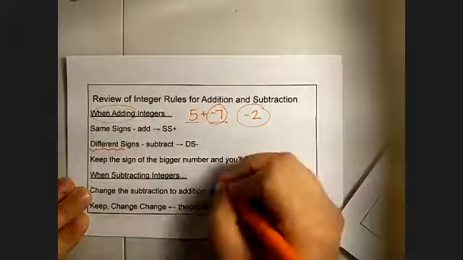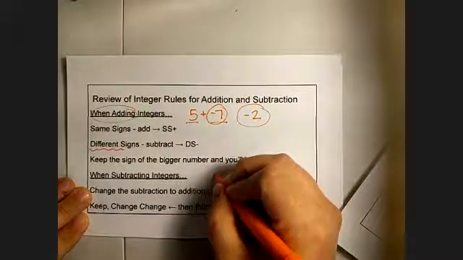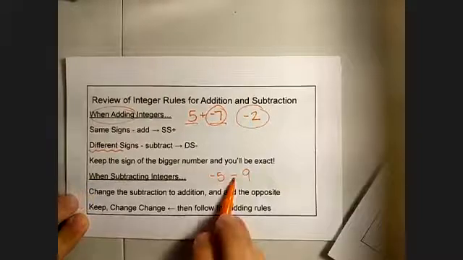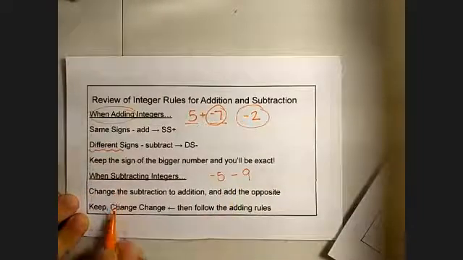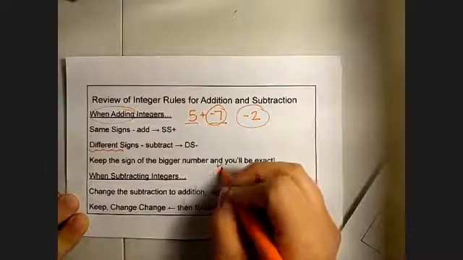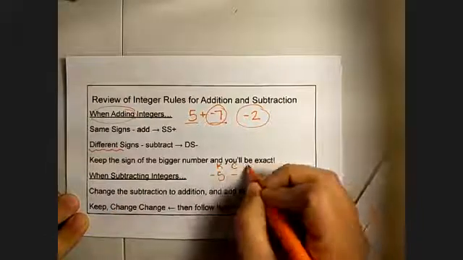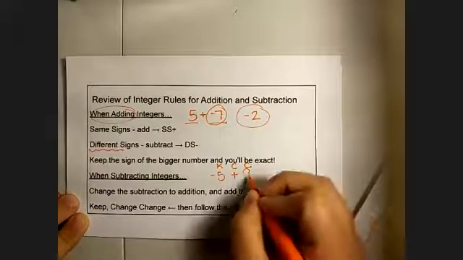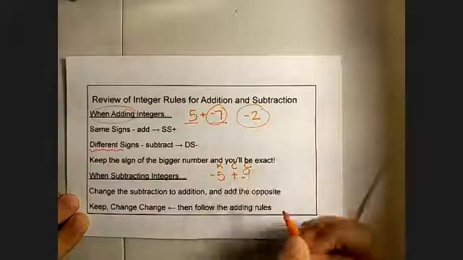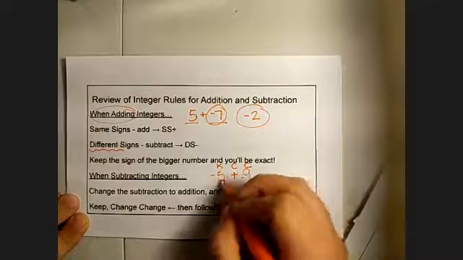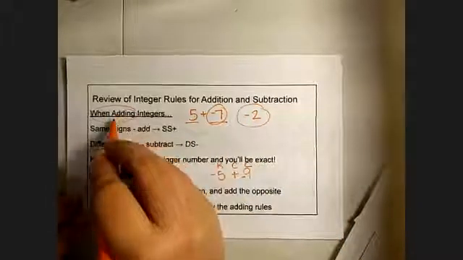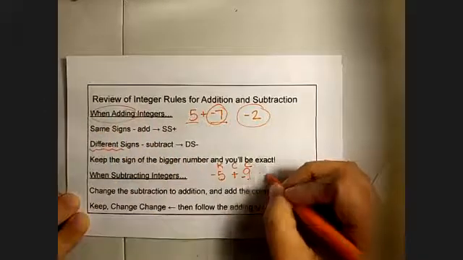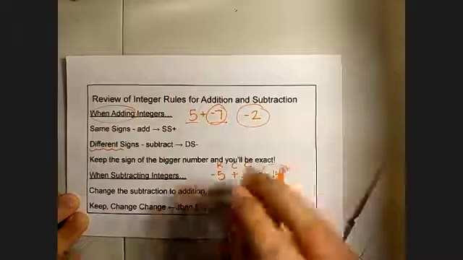Subtracting integers: if I have -5 minus 9, there's a minus sign in the middle, so I know I am subtracting. I'm going to keep the first number, and I want to change this into an addition problem. So I change the subtraction to an addition, and I change the last number to its opposite, which would be -9. This now can follow the adding rules. -5 and -9 have the same sign, so I can add those together, and we end up with -14.